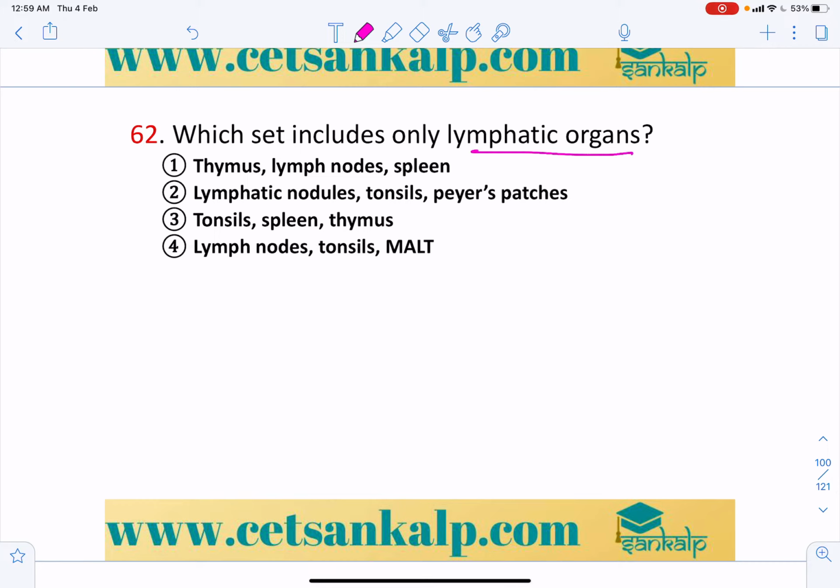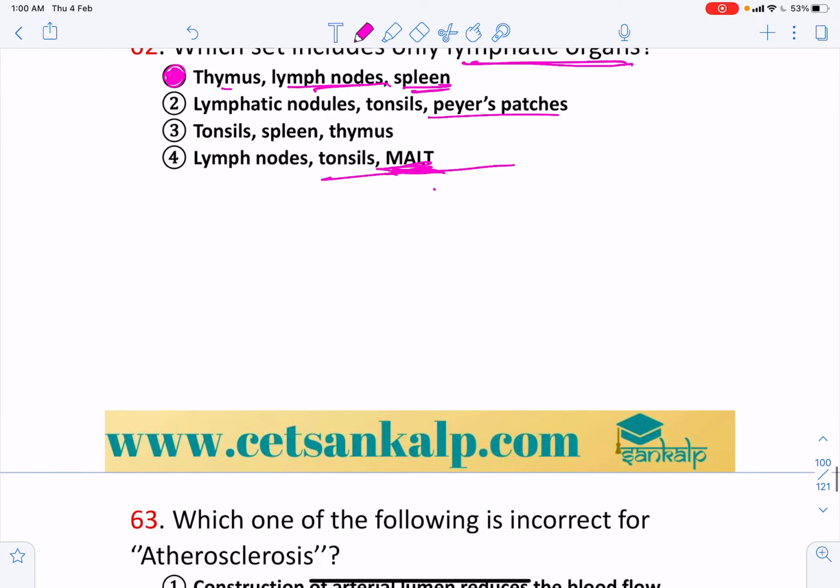Next, which set includes only lymphatic organs? The thymus, lymph nodes, and spleen. Peyer's patches are secondary lymphoid organs, as is mucosal associated lymphoid tissue, MALT. So the lymphatic organs mainly include the thymus, lymph nodes, and spleen.